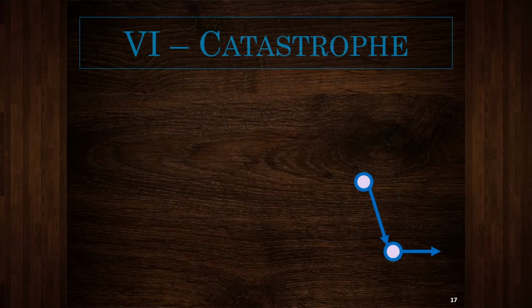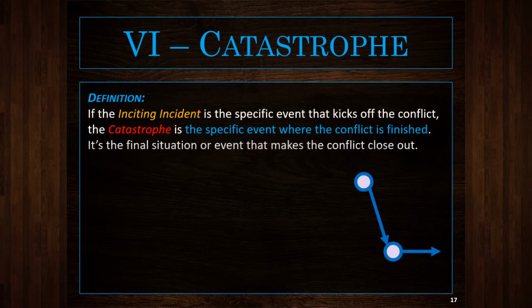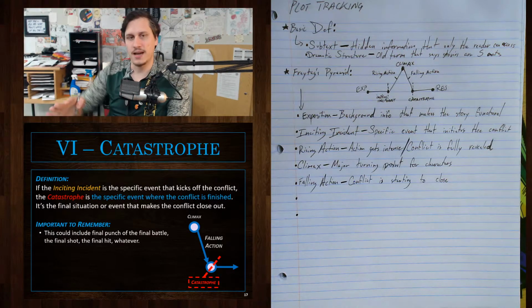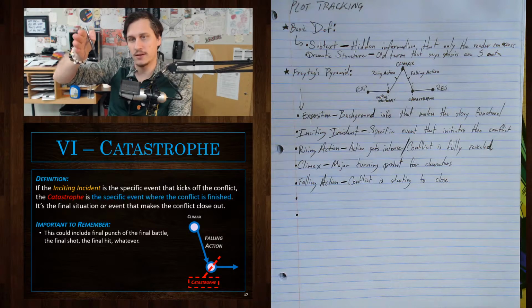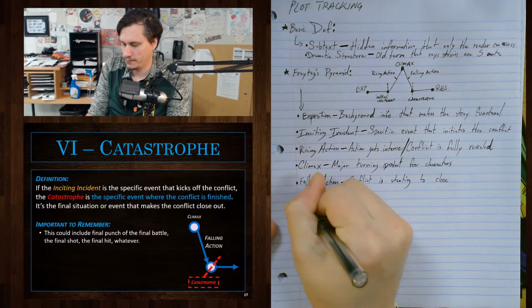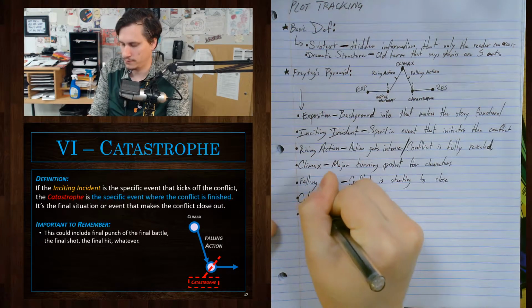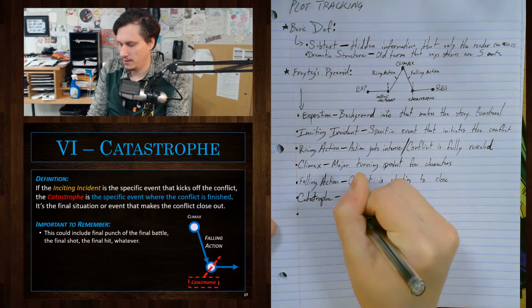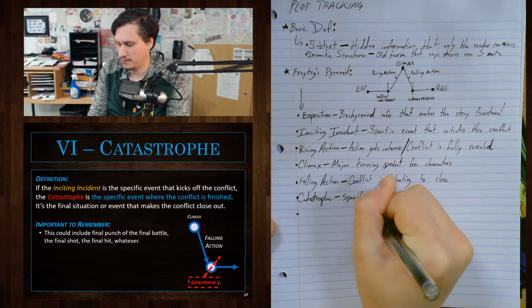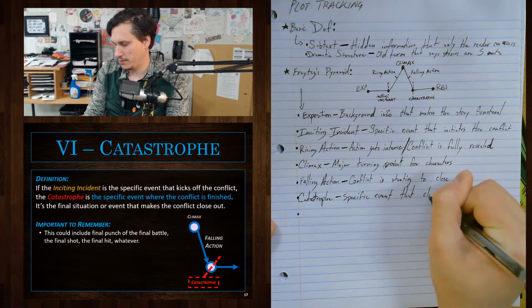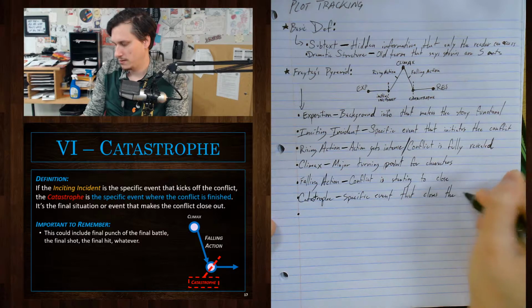Now, the falling action is going to lead you to this thing called the catastrophe. The catastrophe is like a really terrible event. So look at it this way: if the inciting incident kicks off the conflict, then the catastrophe is going to be the thing that closes the conflict. So the catastrophe is a specific event that closes the conflict.